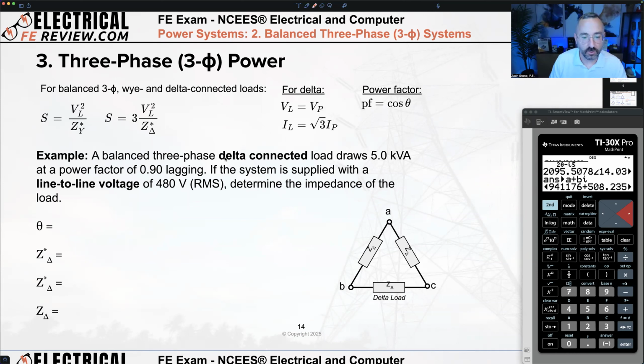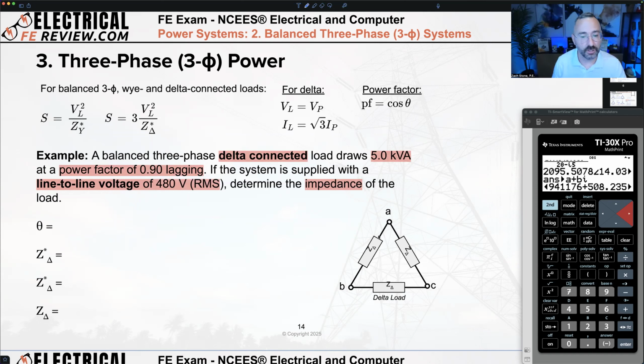This time we have a balanced three-phase delta connected load, draws 5 kVA at a power factor of 0.90 lagging. Interesting, this time they're giving us the complex power. If the system is supplied with a line-to-line voltage of 408 volts RMS, determine the impedance of the load. Interesting. So now we're given complex S, we're solving for complex Z. Let's see if we can do it.